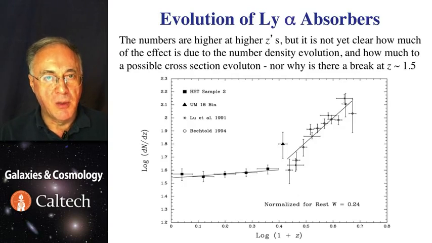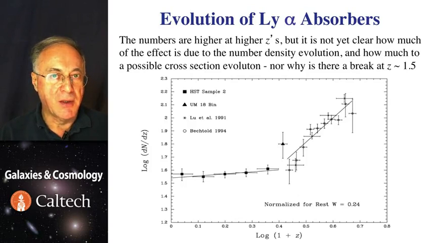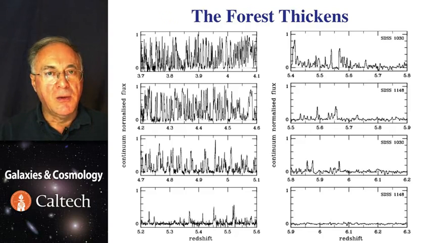There is a change in population. This may or may not have something to do with the peak of the cosmic star formation history that happens at around the same redshift. You may think that clouds have been absorbed into galaxies up until then, and then things kind of slow down, so the column density doesn't change very much. And indeed, as you go to higher redshifts, you get thicker and thicker forest.